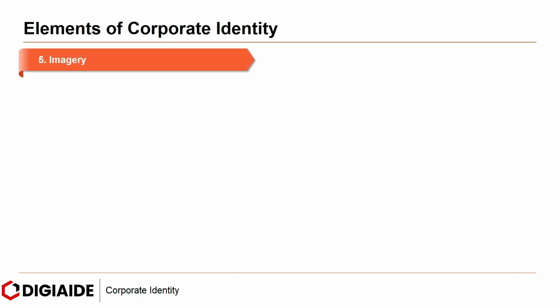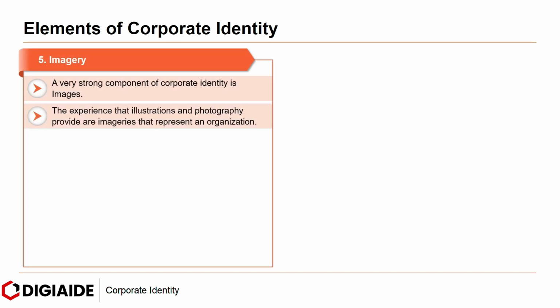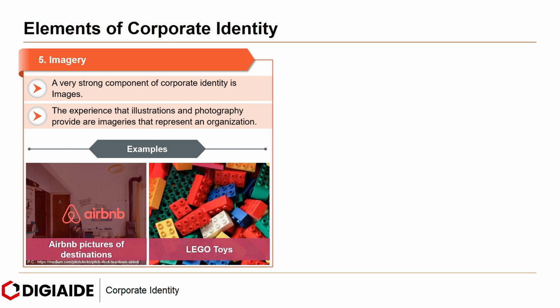Fifth in line is the imagery. A very strong component of corporate identity is the images. The experience that illustrations and photography provide are imageries that represent an organization. For Airbnb, they are the pictures of the destinations, and for Lego, it's the toys.